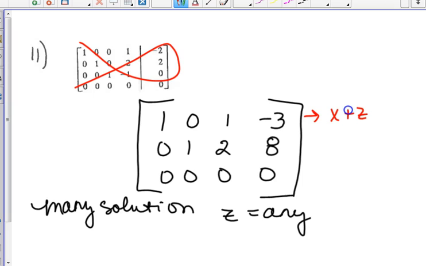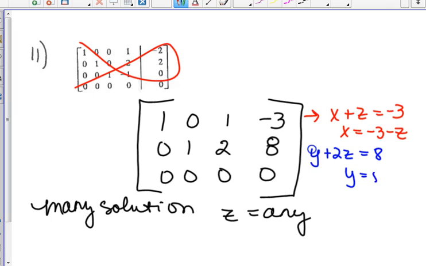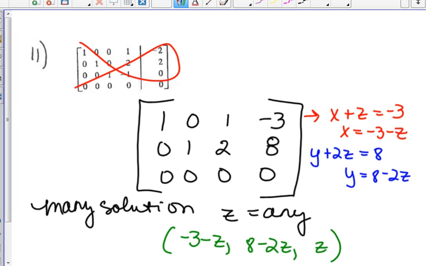x plus z equals -3, which if we get the x by itself will be -3 minus z. This one says y plus 2z equals 8. So if we get the y by itself, it's 8 minus 2z. So what's the triplet? -3 minus z, 8 minus 2z, z. Better? We said the same thing.